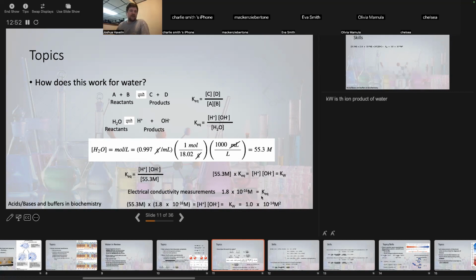Does anyone want to take a guess as to why that negative 14 is important?